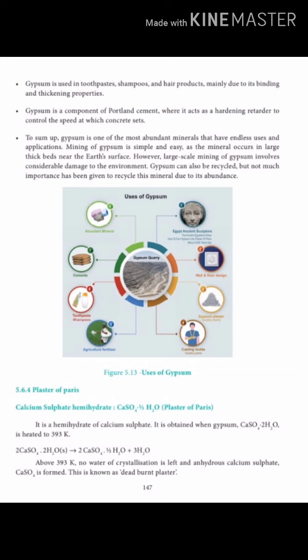Uses of gypsum, see the pictures: toothpaste, shampoos, agriculture fertilizers, gypsum plasters, wall and floor designs, pottery, minerals, cements, casting models, etc. The alabaster variety of gypsum was used in ancient Egypt and Mesopotamia by sculptors.